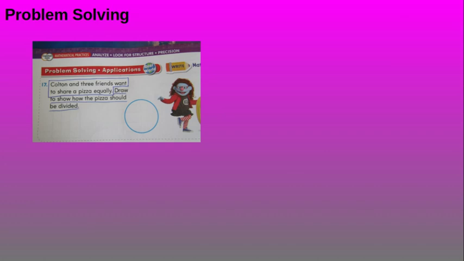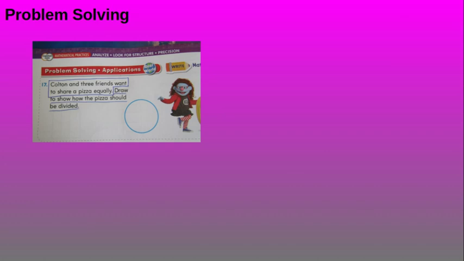All right, so there wasn't a question mark, but I did underline what I have to do. Draw to show how the pizza should be divided. So make sure you've underlined that. That's how we're going to show our work. And then I boxed up the first sentence. Colton and 3 friends want to share a pizza equally. Let's think about this now.